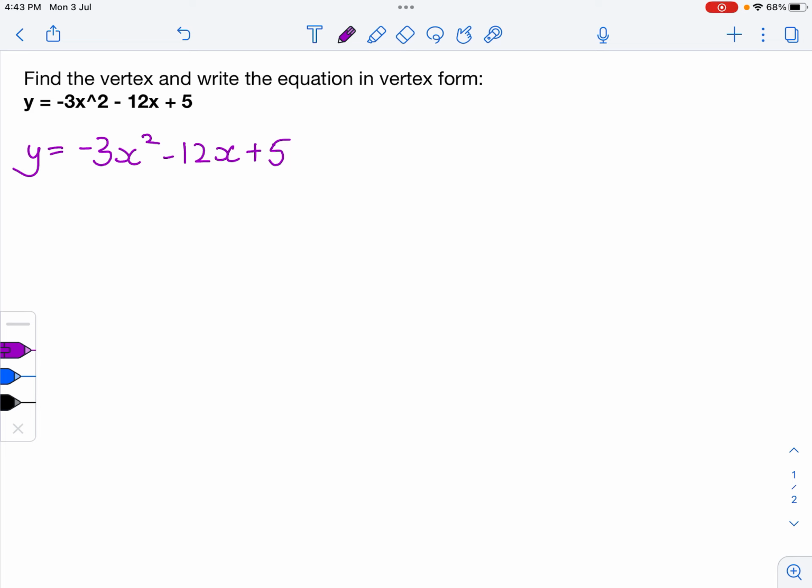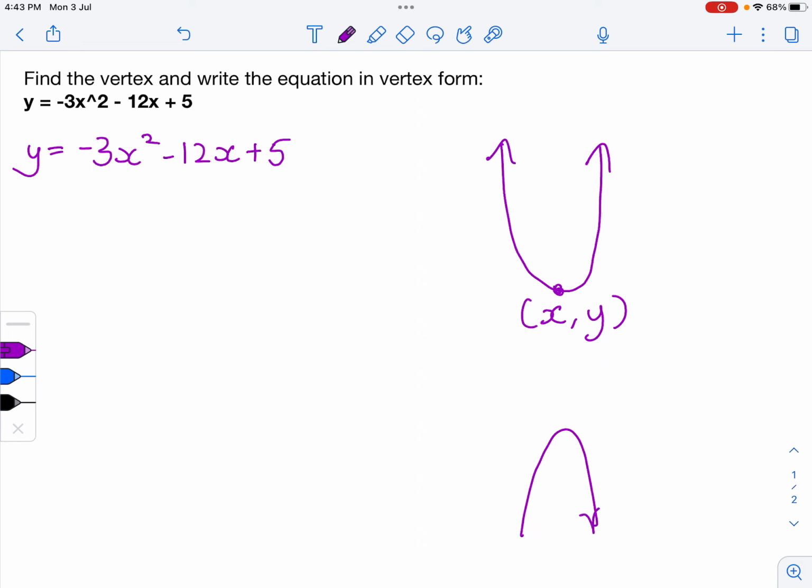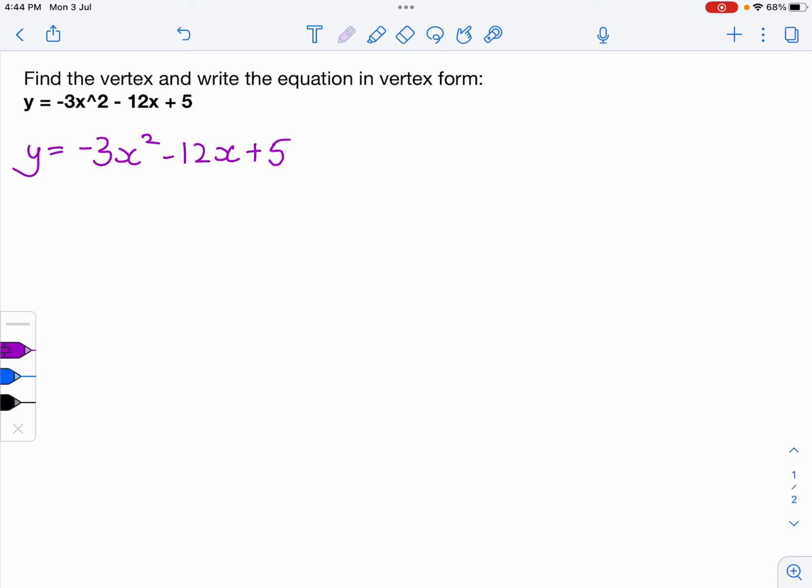And whenever you want to find a vertex, let me just remind those of you who don't know what a vertex is: when you see a quadratic or a parabola, the minimum point is the vertex, and the vertex is a coordinate. It could also be the maximum point where it is also a coordinate, and you call these the vertex. And how do you find a vertex? Well, there's a specific equation to first find the x value of the vertex.